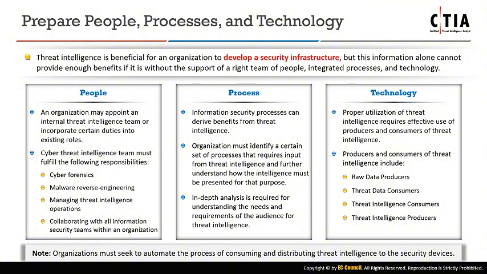Cyber threat intelligence teams must fulfill the following responsibilities. Number one, cyber forensics. So if there is some type of breach in your system, on a host, on your network, we want to make sure that we are able to use forensic techniques to lawfully find exactly what happened. Also, malware reverse engineering. So we may even have a role dedicated to that or have a malware engineering lab. Also, managing threat intelligence operations.